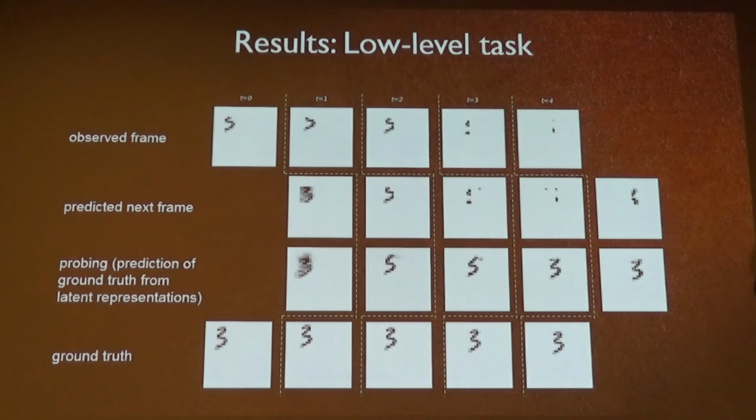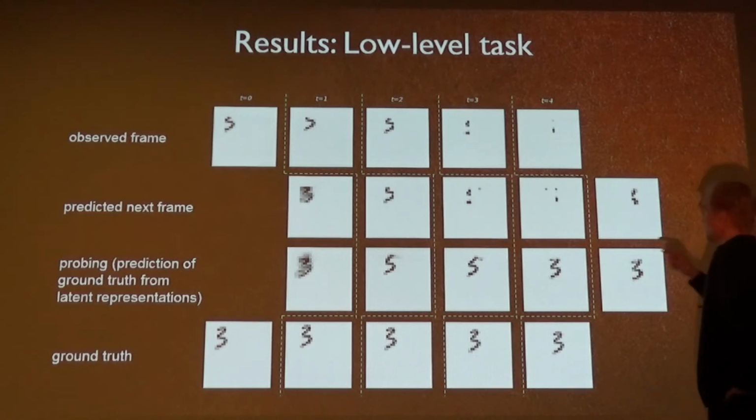When we are probing the network, we are trying to make a prediction of what the unmasked digit is. This is not part of learning, but we are just probing this network. We can see that it's kind of thinking that it might be a 5, and you can also see it in the prediction of next frames.